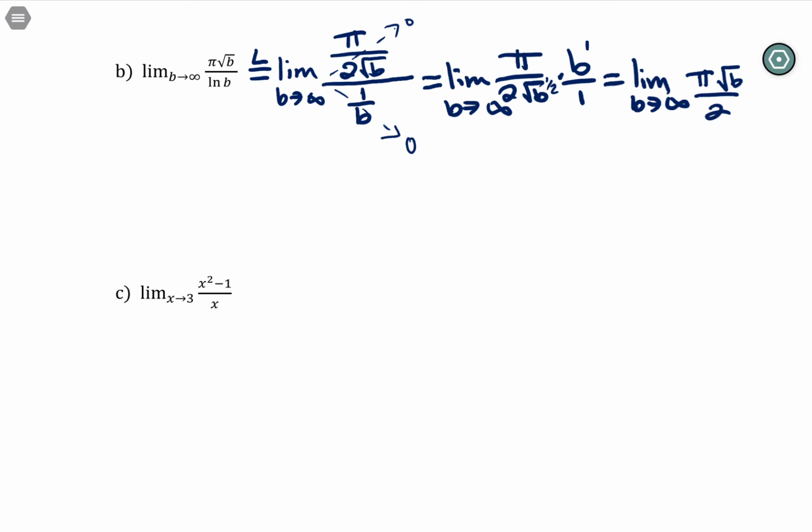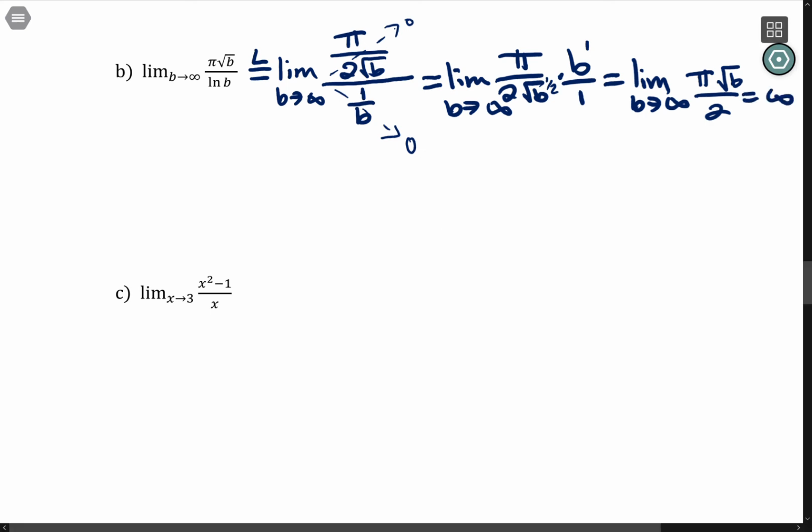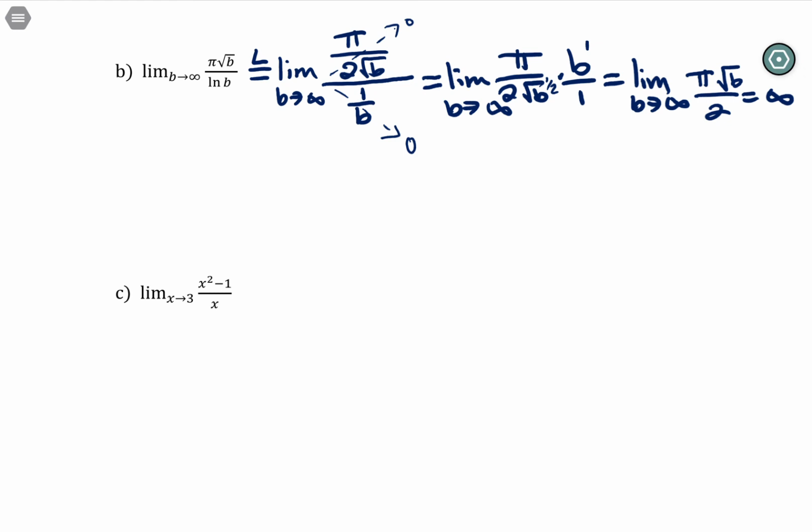And now when I plug in infinity, I can see that the square root of b is going to slowly increase to infinity. Multiplying that by pi over 2 won't get rid of that. So this is getting infinitely large, which is a valid response for what is the value of your limit.